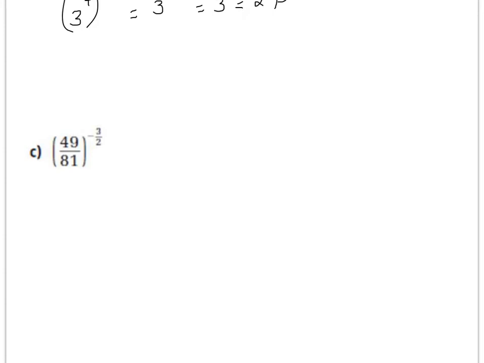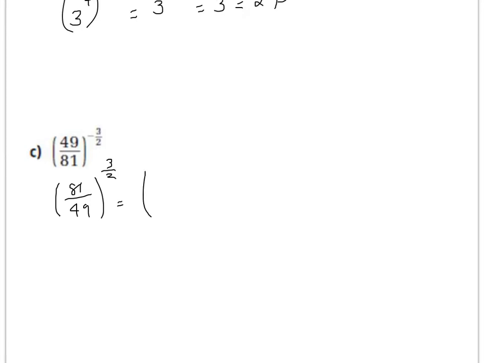The next one is 49 over 81 exponent negative 3 over 2. Because we are dealing with a negative, I can just flip the base and then change the sign of the exponent. So this is the same as 81 over 49 exponent 3 over 2.